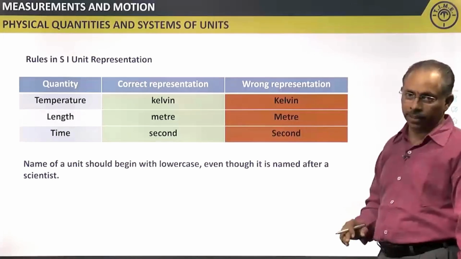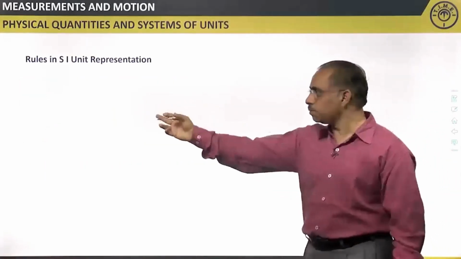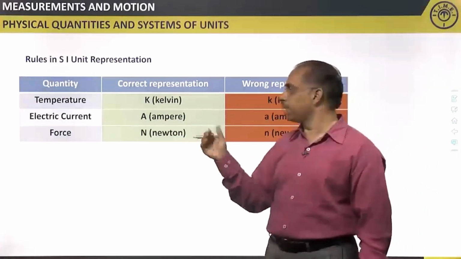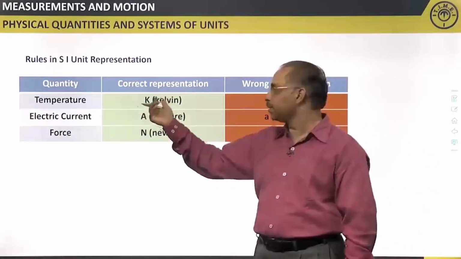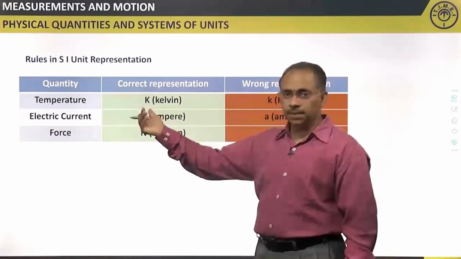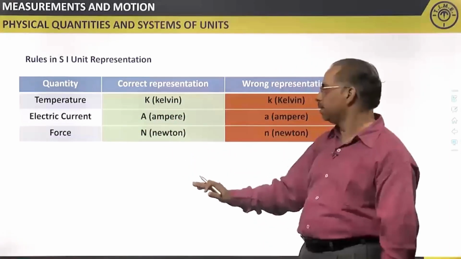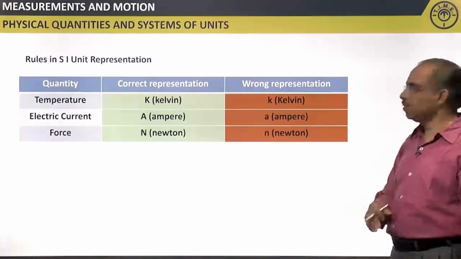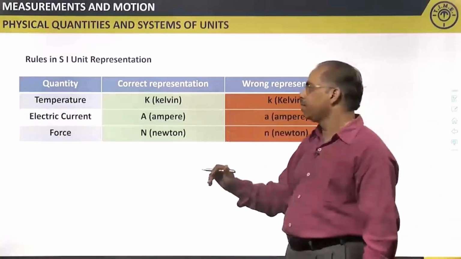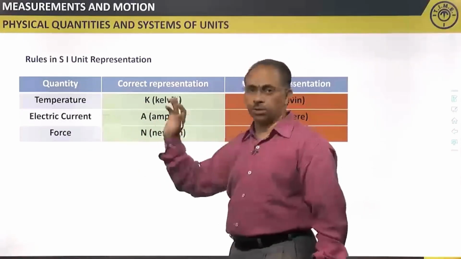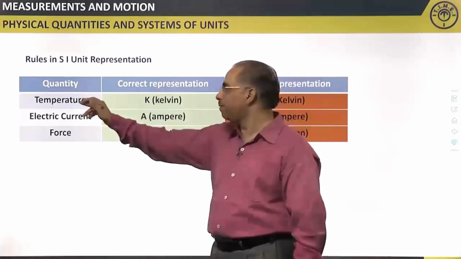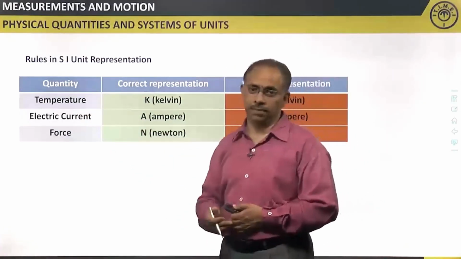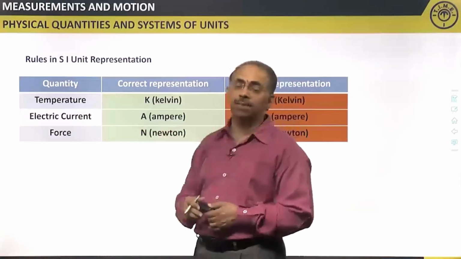Let us go for the next rule. I am showing again some physical quantities like this. Now you see, I am representing both the unit name and the symbol form. Both I have written here. These are the correct representations, these are the wrong representations. What is the difference if you observe here? Here we have temperature, electric current, force. Out of these three, you can identify the first two: these are the fundamental physical quantities that we have seen. Force is a derived physical quantity.